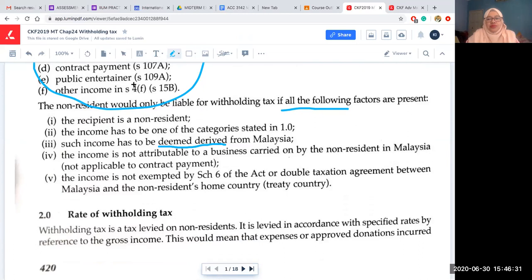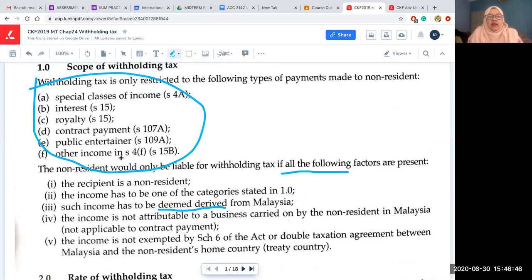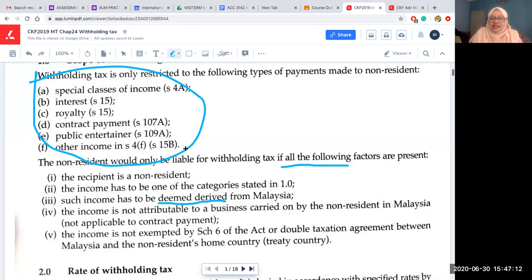And the income is not attributable to a business carried on by the non-resident in Malaysia. Let's say you're talking about interest. Interest under section 4C. But interest income could also be interest income under section 4A if the business of that person is lending of money. Do you get that? For example, banking, interest is section 4A. So the interest received by the person must be section 4C and not section 4A.